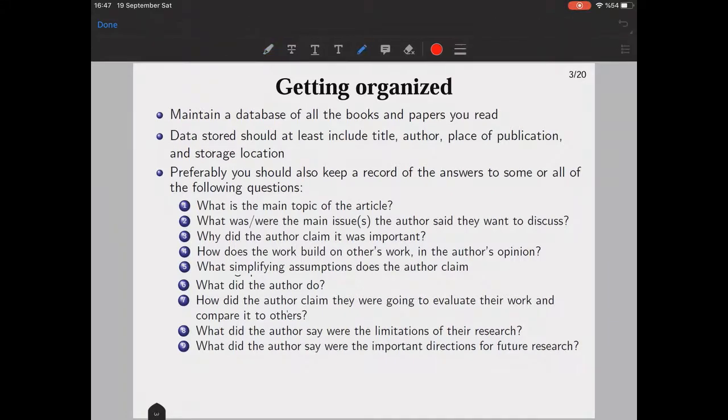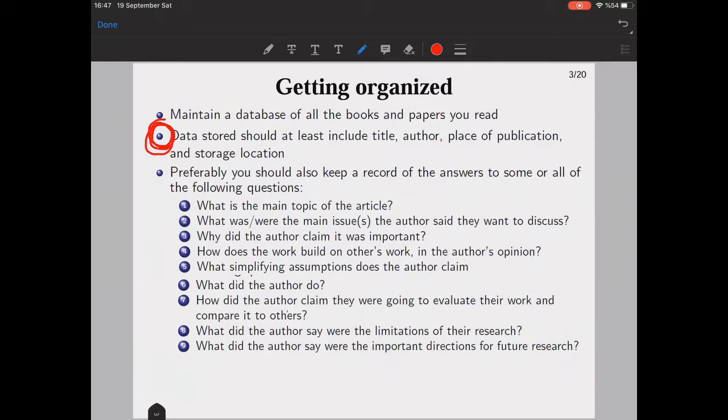Getting organized is very important for research as well, because you need to maintain a database of all the books and papers you read, so that you can refer to them later. The data stored should at least include the title, author, place of publication, and storage location. Why do we need this? Because we want to reach them easily later.